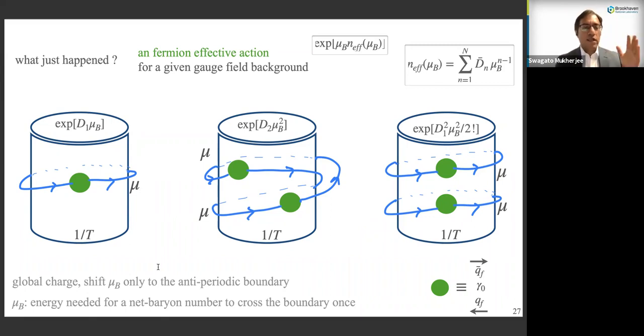So we are talking about a global charge. Baryon charge is a global charge. And I have a lattice, which in this case has antiperiodic boundary conditions because of the fermions, and the extent is just the inverse of temperature. Now, since this is a global charge, I can take my chemical potential and put it anywhere in the box. So I choose to put it at the boundary. I just shift all the chemical potential dependence to the boundary. That can be done.